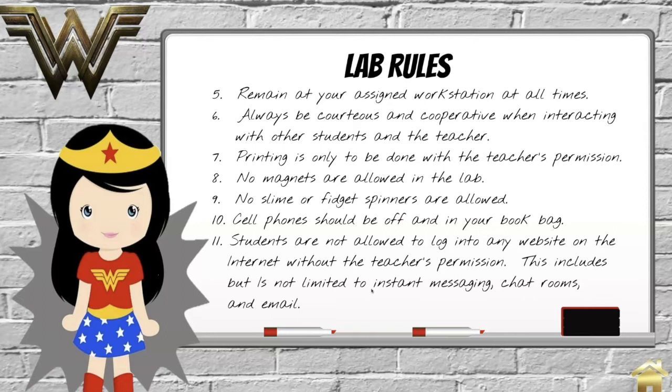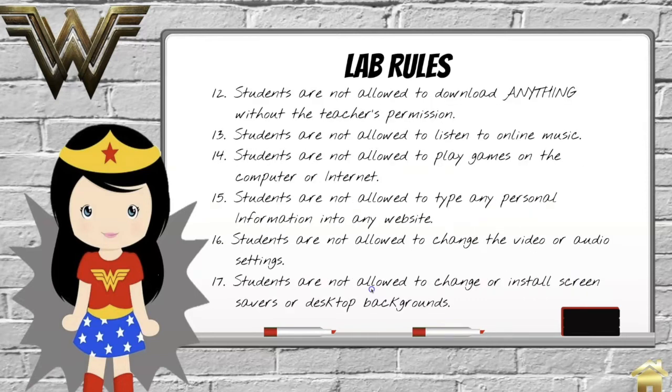Number 11, students are not allowed to log into any website on the internet without the teacher's permission. This includes, but is not limited to, instant messaging, chat rooms, and email. Number 12, students are not allowed to download anything without the teacher's permission. Number 13, students are not allowed to listen to online music. Number 14, students are not allowed to play games on the computer or internet. Again, this is an educational environment.